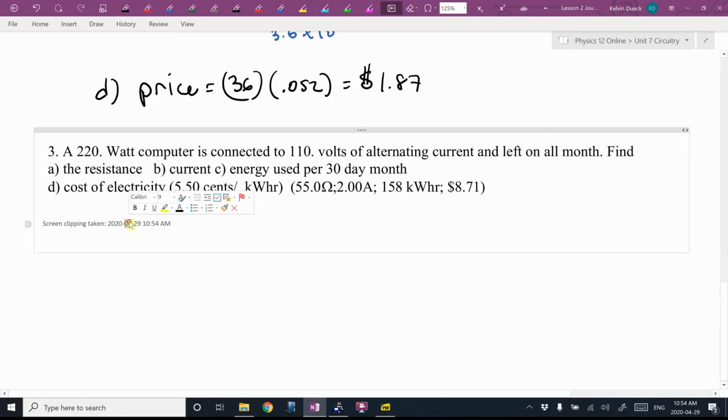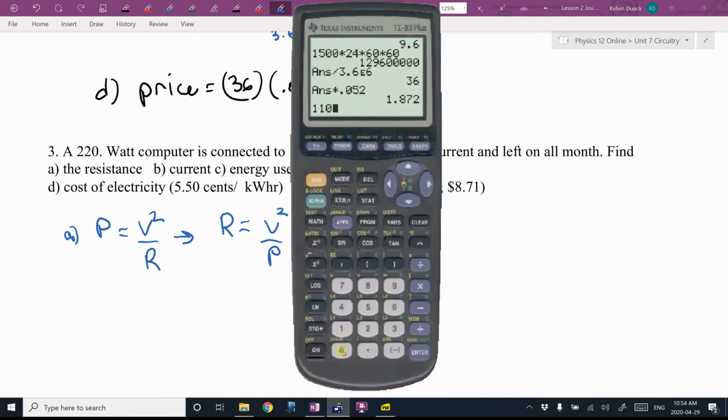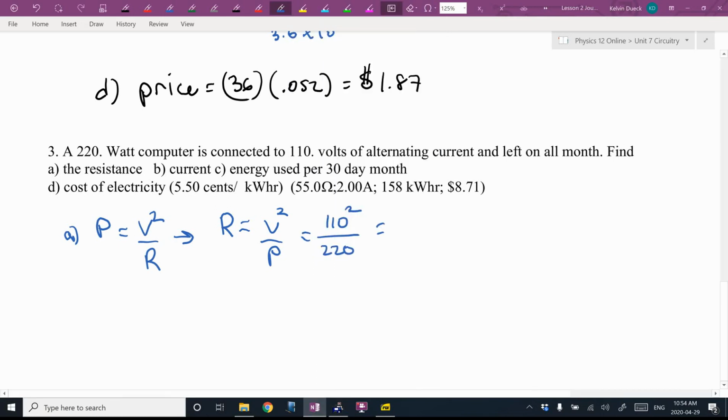A 220 watt computer is connected to 110 volts of alternating current and left on all month. Find the resistance. Well, I also know that power equals V squared over R. So if I want to go straight to finding the resistance, R is going to be V squared over power. It's going to be 110 squared over 220. I get 55 ohms.